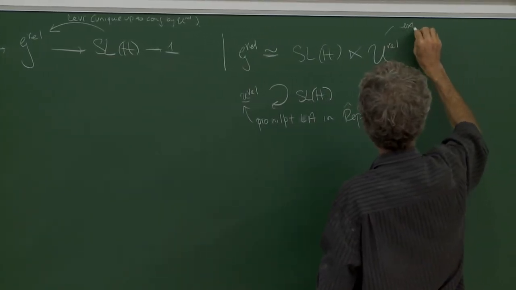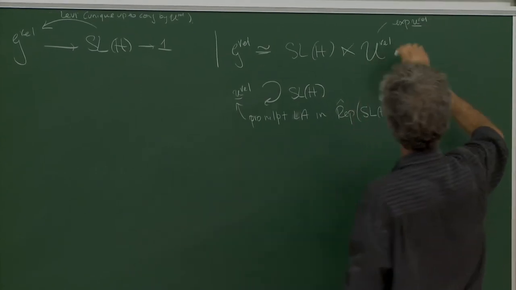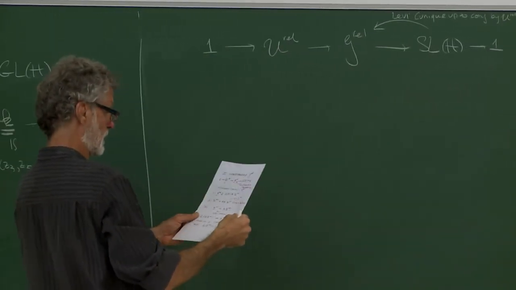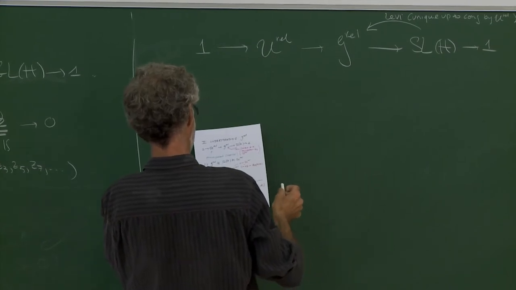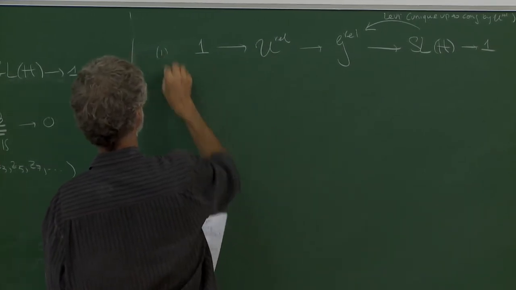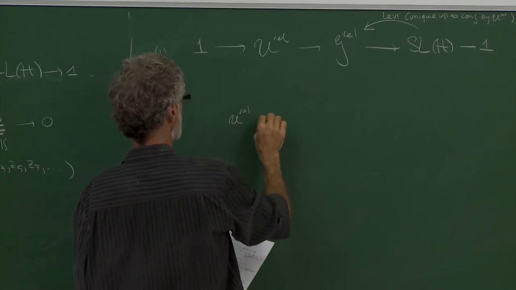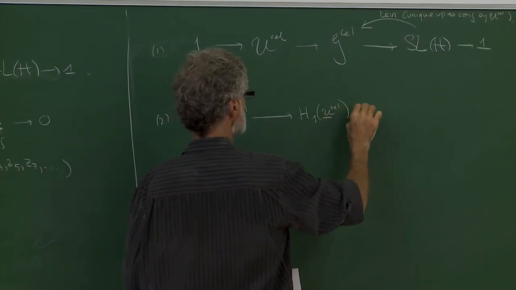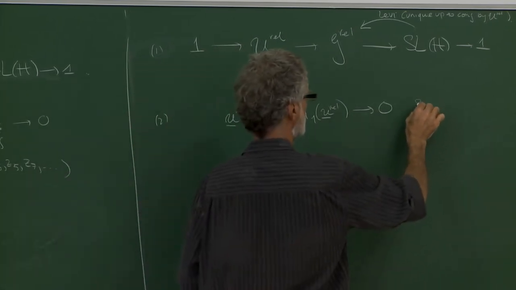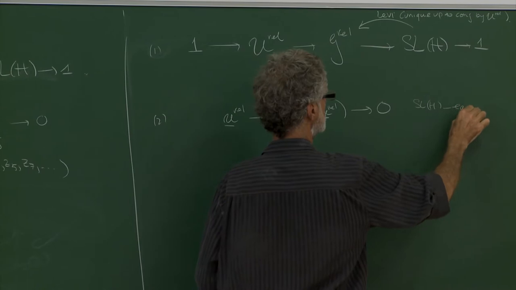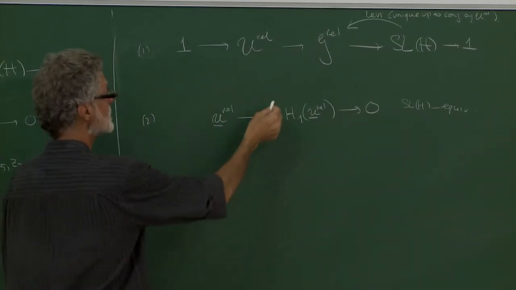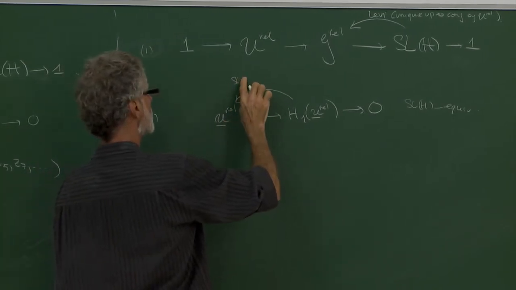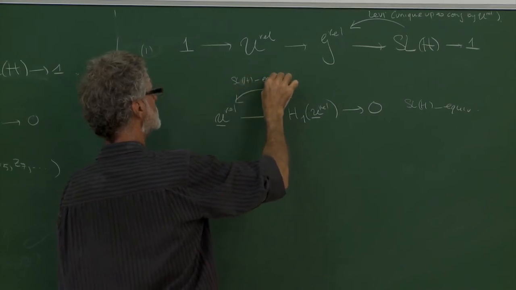And I should also point out this guy is exactly U rel. So knowing this is exactly the same as knowing that, you lose no information by going to the unipotent radical. So the next thing to do is you've got U rel, and it maps into H1 of U rel. This is surjective, and it's also SLH equivariant. So you can choose an SL2 equivariant section.